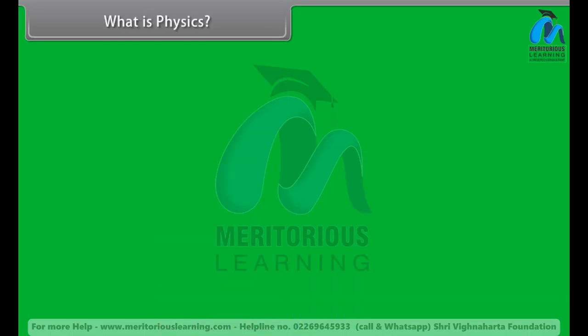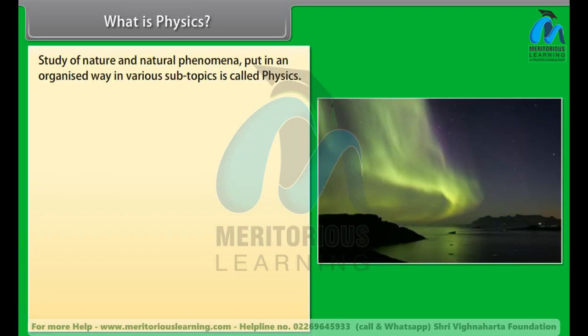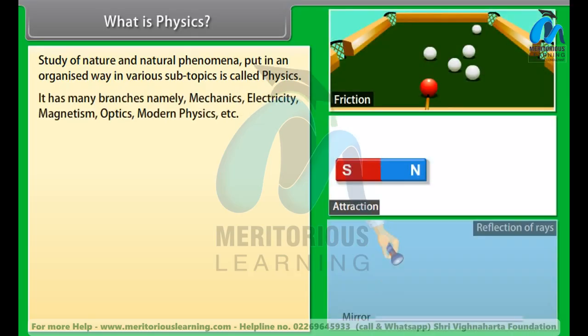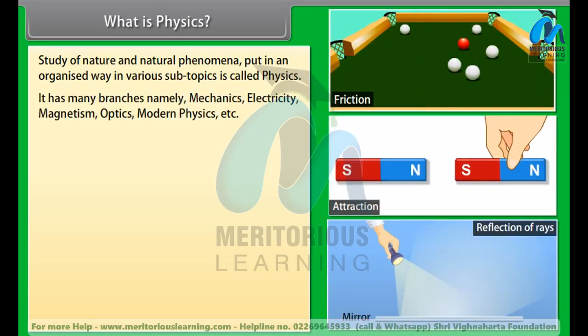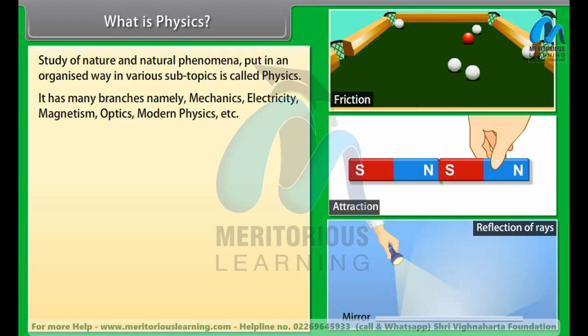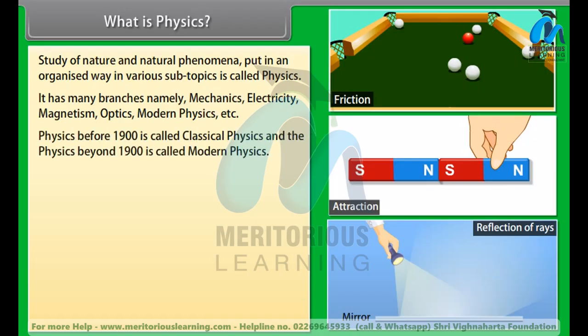What is physics? Study of nature and natural phenomena put in an organized way in various subtopics is called physics. It has many branches, namely mechanics, electricity, magnetism, optics, modern physics, etc. Physics before 1900 is called classical physics, and physics beyond 1900 is called modern physics.